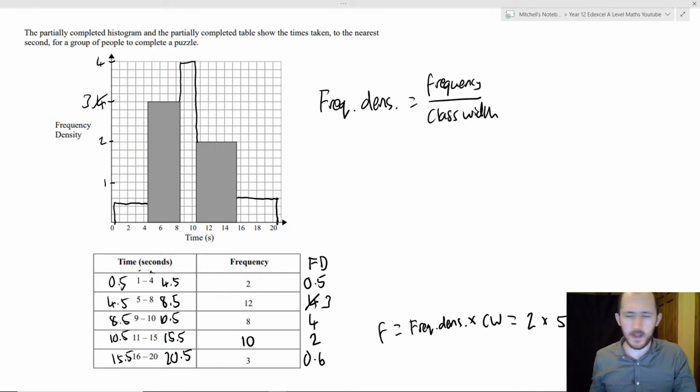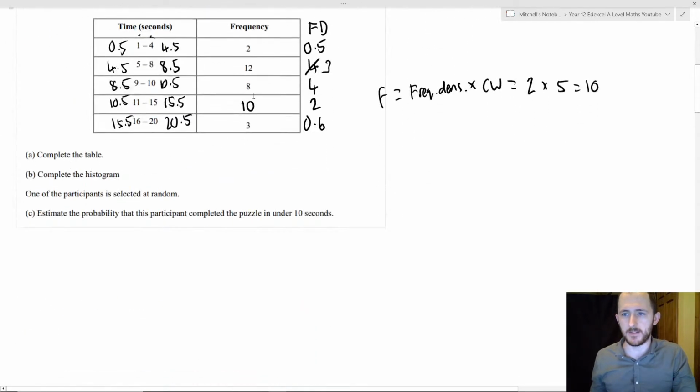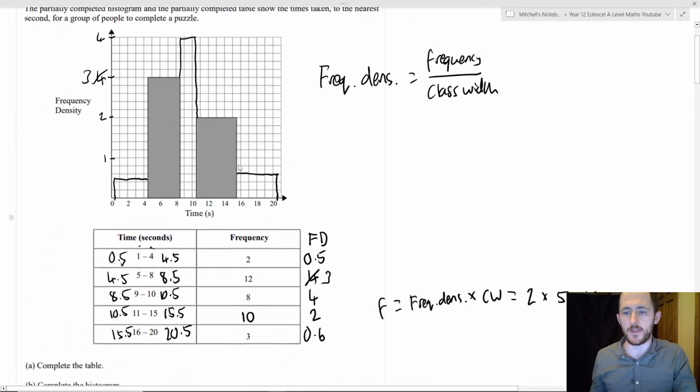So hopefully that's not too bad. Hopefully that kind of makes a fair bit of sense. Again, histograms we have done in GCSE, so I'm hoping it's not too tricky. And again, that's for part A, completing the table, part B, completing the histogram.